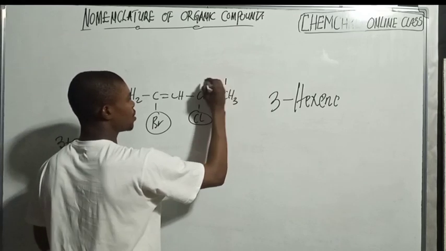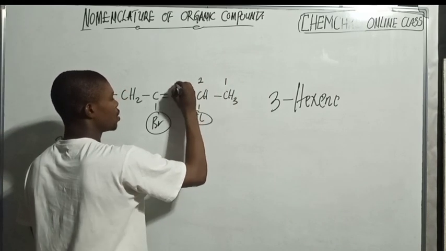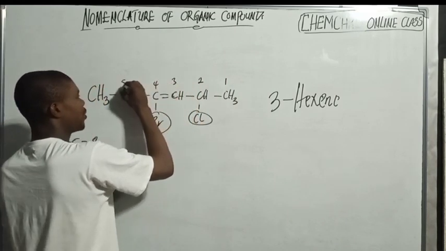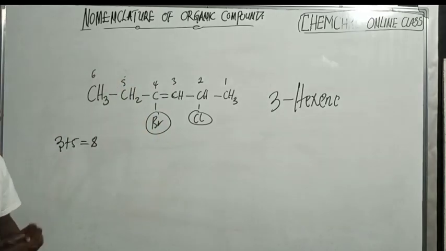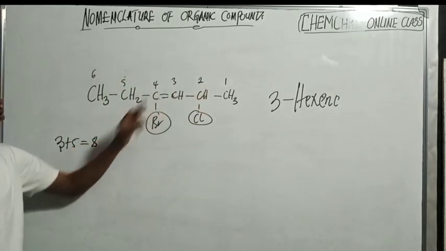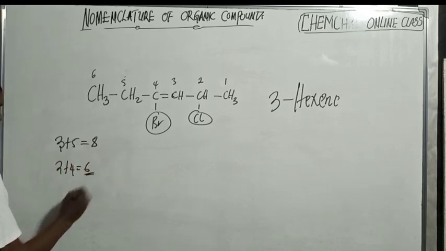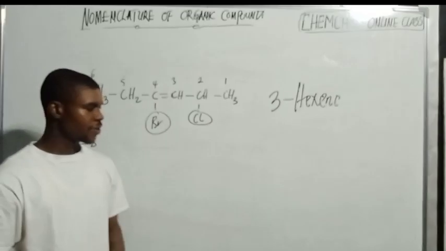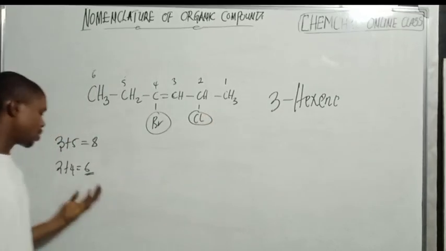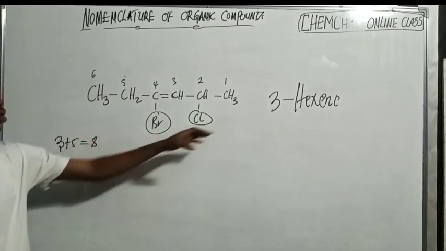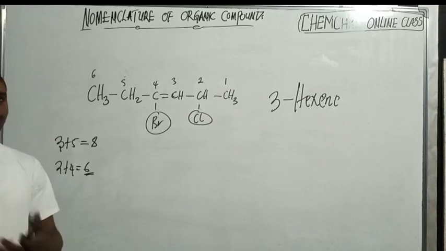Here we have 1, 2, 3, 4, 5, and 6. So 2 plus 4. 2 plus 4 equals to what? 6. Do you understand? So starting from here gives me 6, but starting from here gives me 8. So the one that starts from here will be the correct numbering, right?